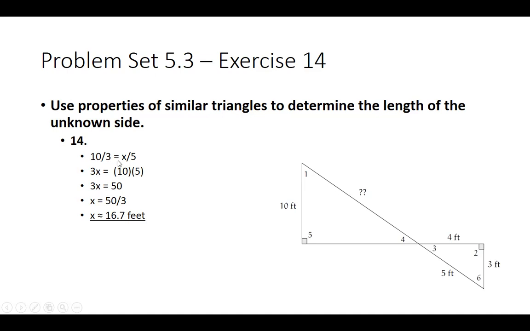But if you have 10/3 equals x over 5, cross multiplying gives us 3 times x equals 10 times 5, excuse me. That means 3x equals 50. Divide both sides by 3. 50 divided by 3 is approximately 16.7, and everything here is in feet. So 16.7 feet.